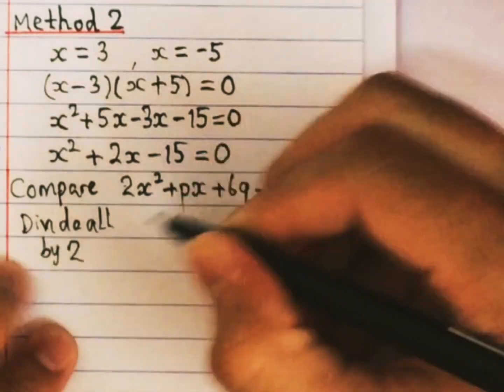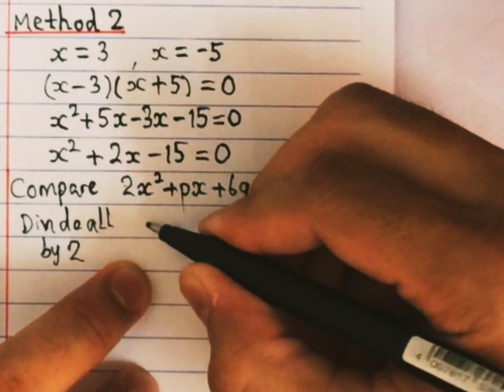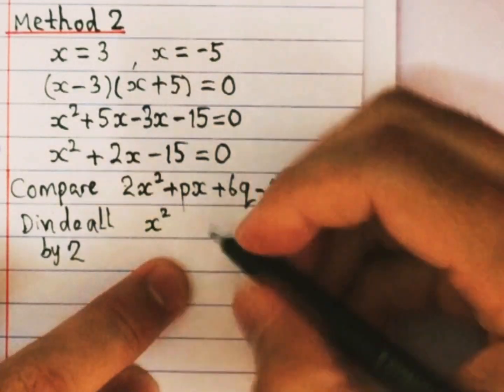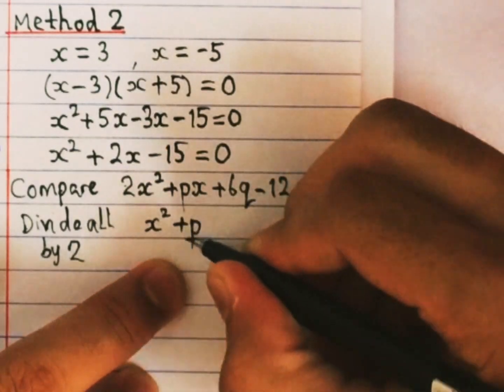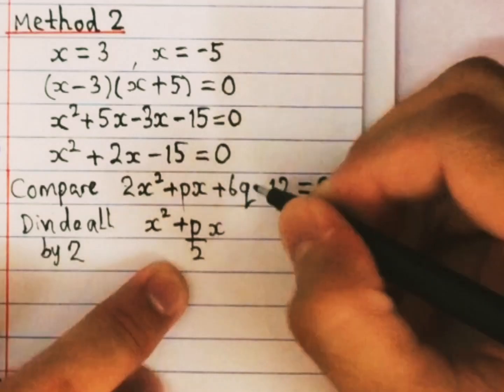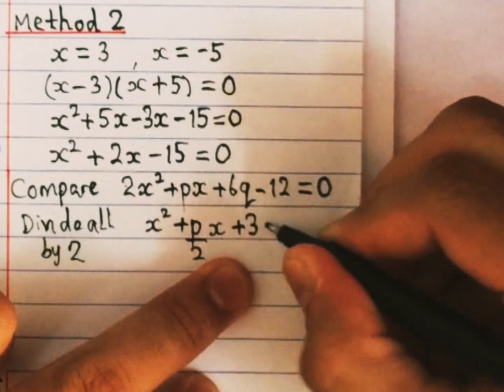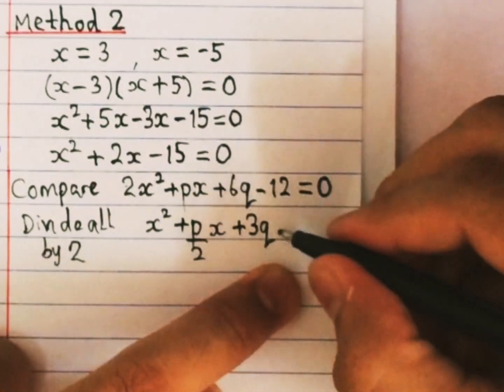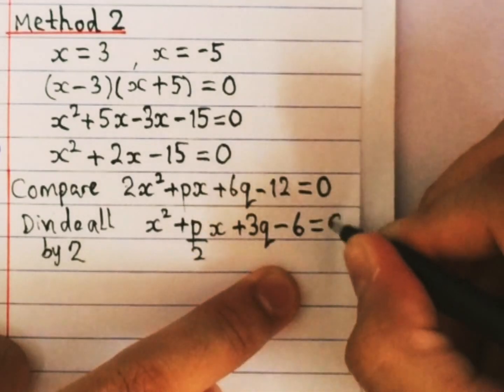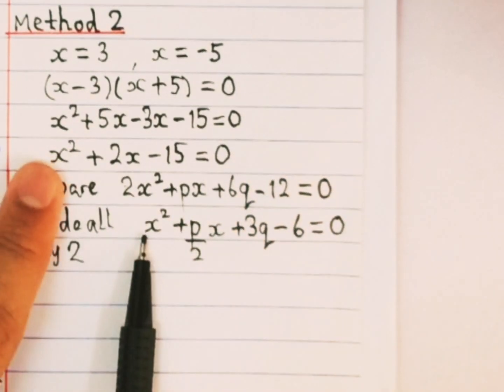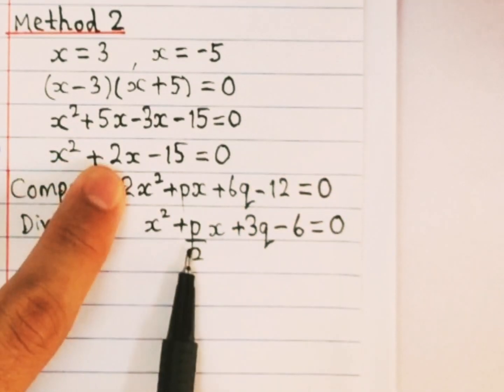So we're going to have 2x squared divided by 2 will give you only x squared. p over 2 will give you p over 2, obviously, x, and then 6 divided by 2 will give you 3q. And then negative 12 divided by 2 will give you negative 6 equals 0. Now using comparison, you can see clearly that these two are equal. So that means these two must be equal.